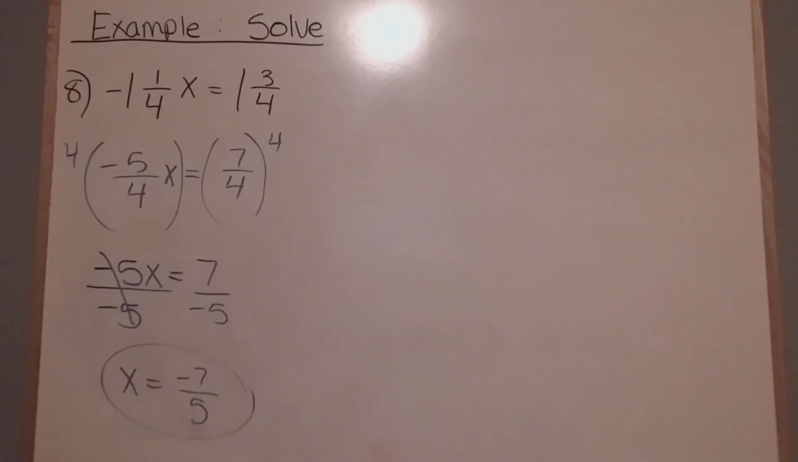And remember, it doesn't matter where the negative goes. Negative can be with the numerator. It can be with the denominator. It can be in the middle.